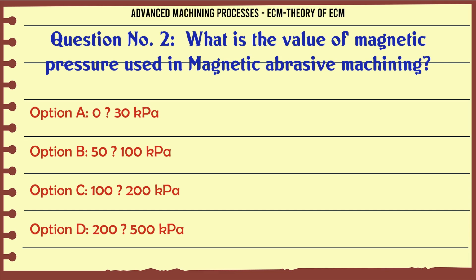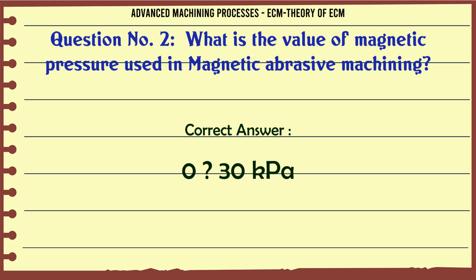What is the value of magnetic pressure used in magnetic abrasive machining? A: 0.30 kPa. B: 50-100 kPa. C: 100-200 kPa. D: 200-500 kPa. The correct answer is 0.30 kPa.